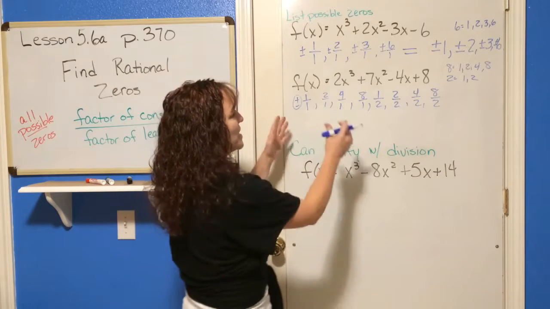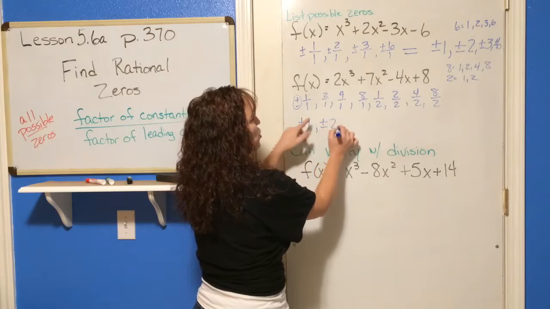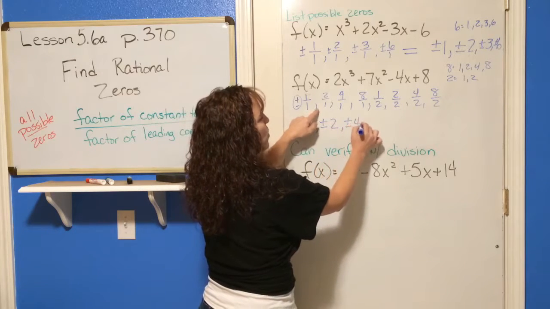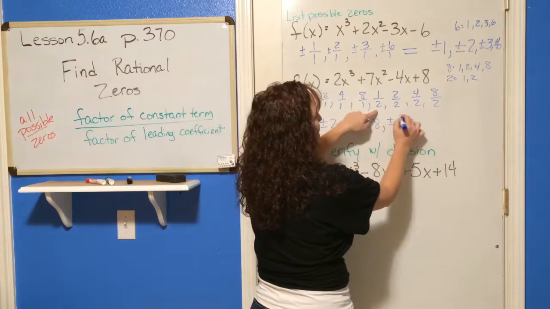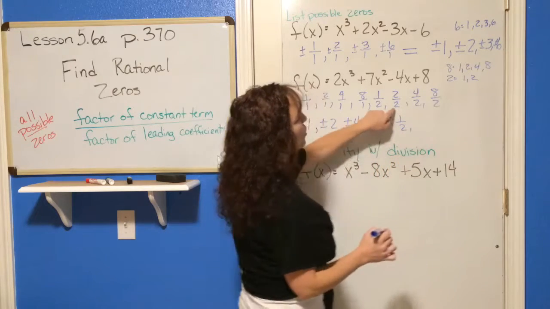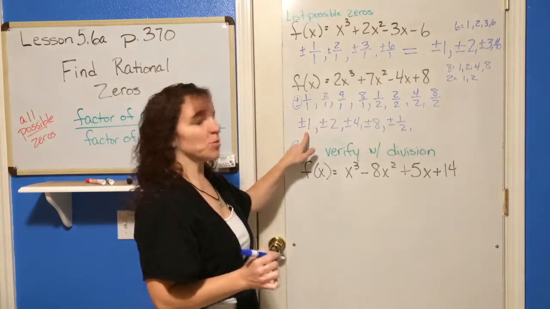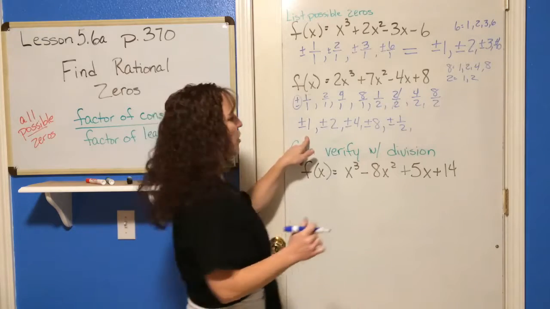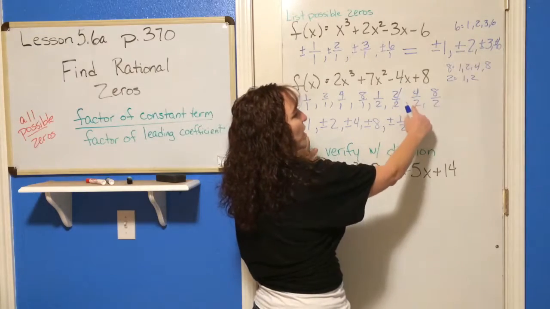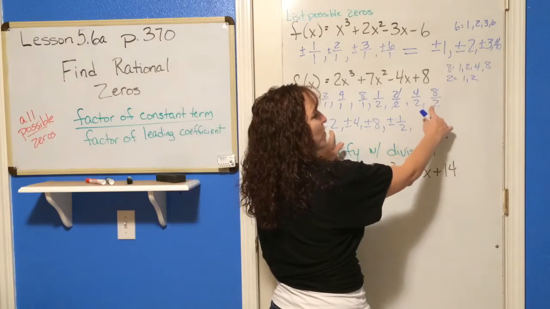So now when we simplify, we've got plus or minus 1, plus or minus 2, plus or minus 4, plus or minus 8, plus or minus 1/2. And then if you look, 2 over 2 is 1. We already have plus or minus 1. So that's the same as this one. So don't write them twice. All right, don't give yourself more work. 4 divided by 2 is 2. We already have plus or minus 2. And 8 divided by 2 is 4.